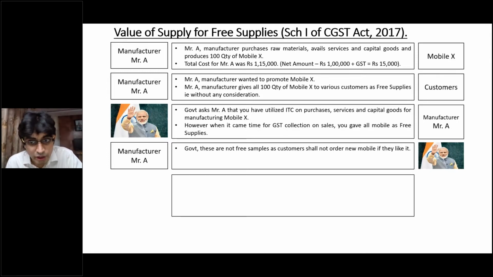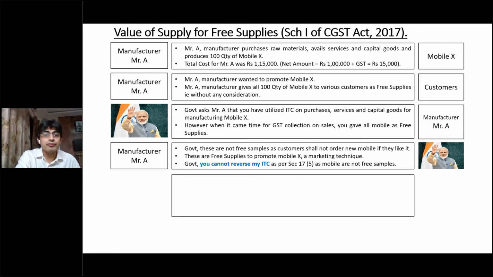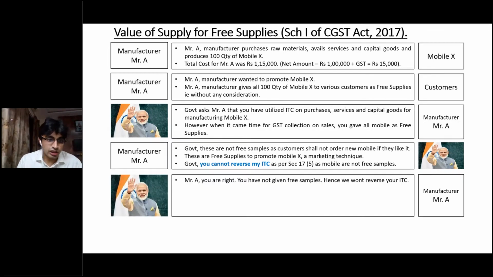A customer shall not order a new mobile. These are free supplies, advertising, marketing, publicity. You cannot reverse my ITC, government, I'm telling. And since I'm not collecting anything, the value of supply is also nil. Government said, okay, you are right. On free samples, I will not reverse ITC. These are not free samples.